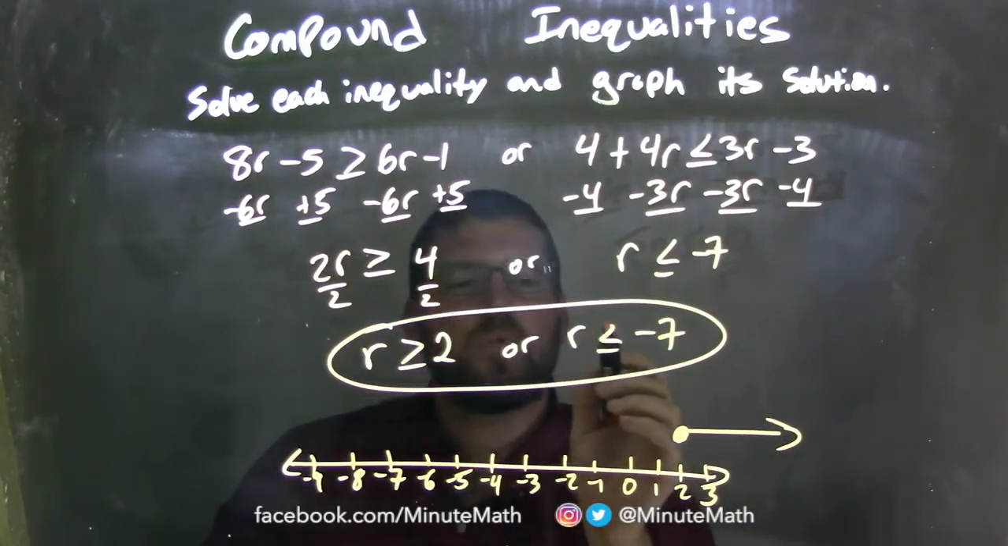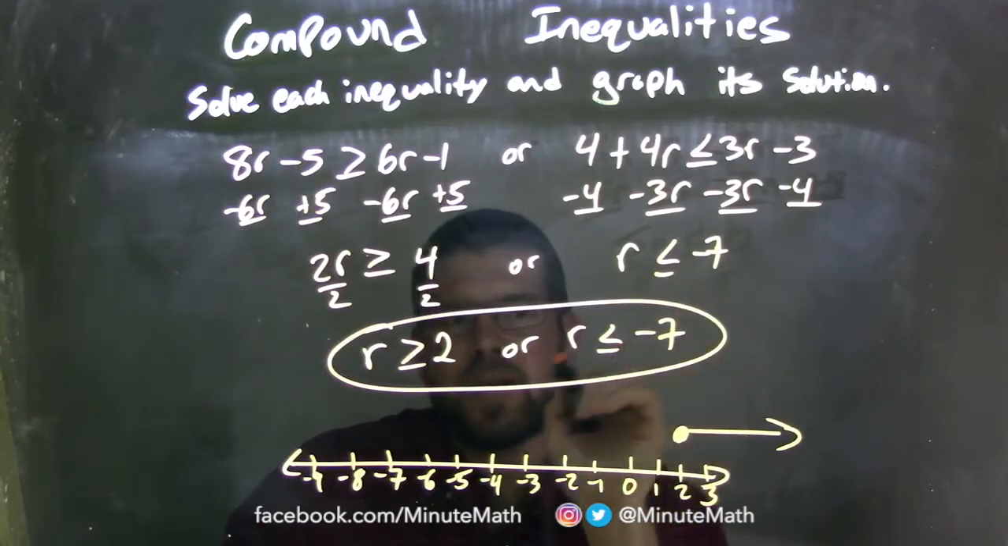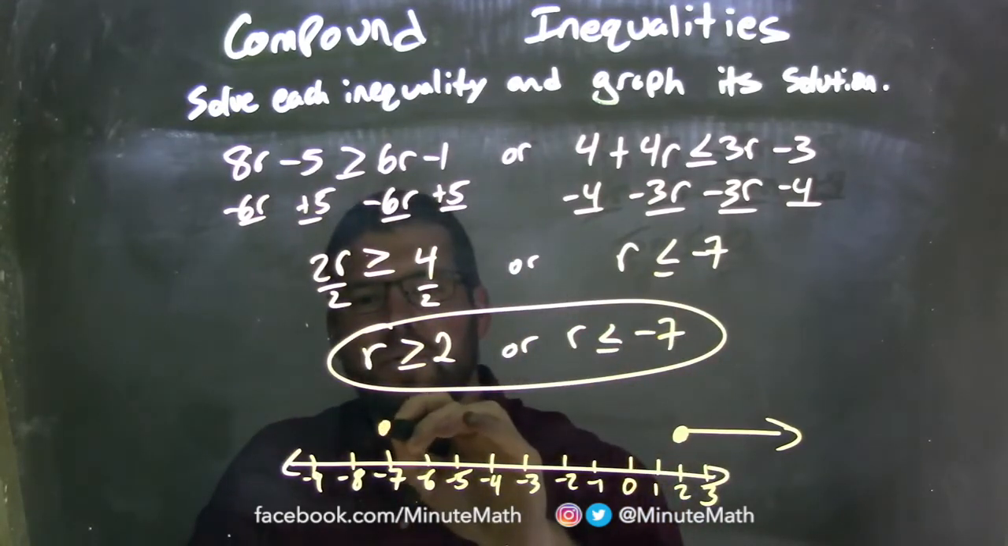Okay. The next one, r is less than or equal to negative 7. So at negative 7, it can equal negative 7. So I have a closed circle at negative 7.